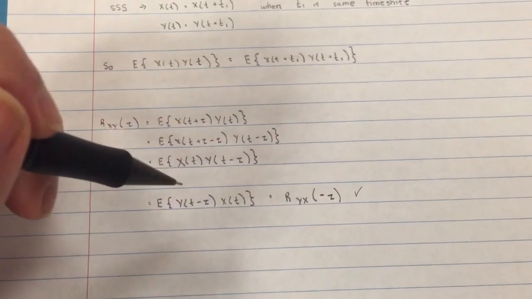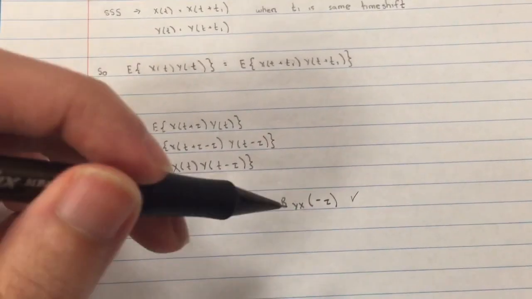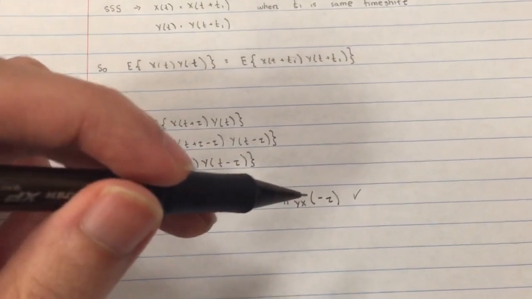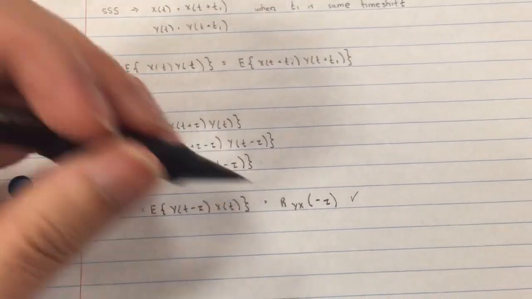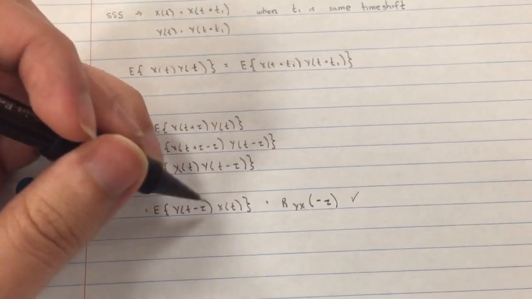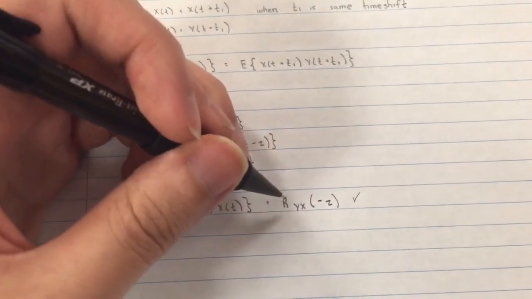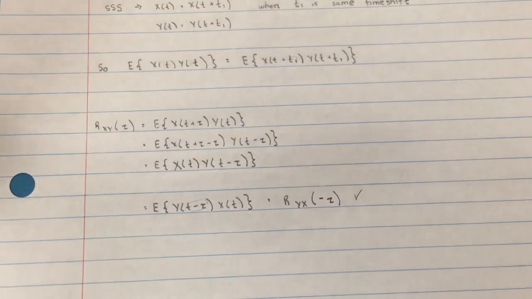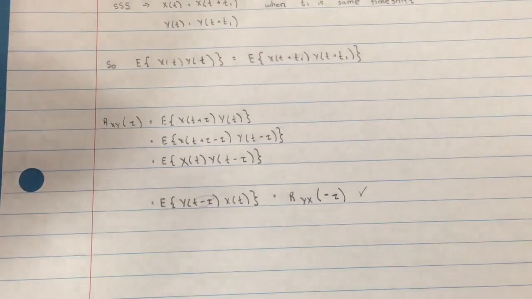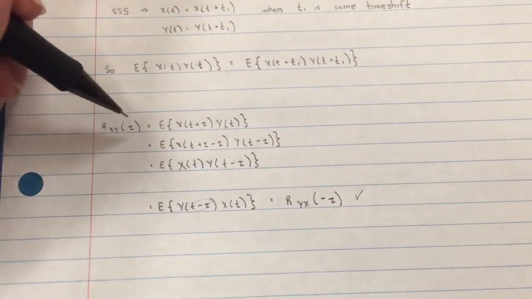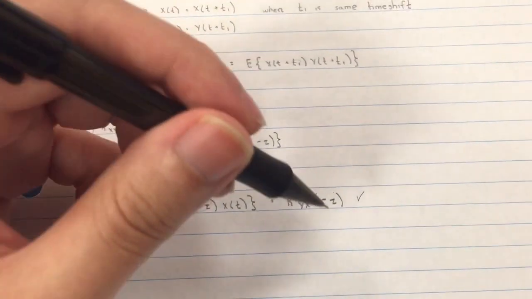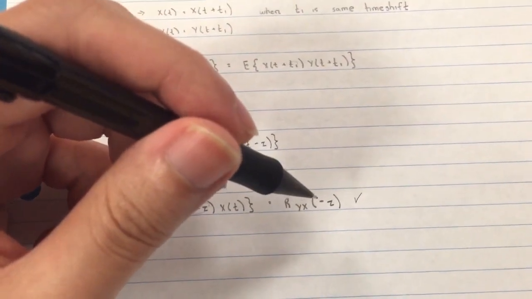And this here is simply the autocorrelation of yx, not xy, of negative tau, because the autocorrelation is just the difference between these two time arguments, and the difference is still, in this case, negative tau. And so it's going to be the autocorrelation of yx of negative tau. And so we've proven that the autocorrelation of xy of tau is equal to the autocorrelation of yx of negative tau.